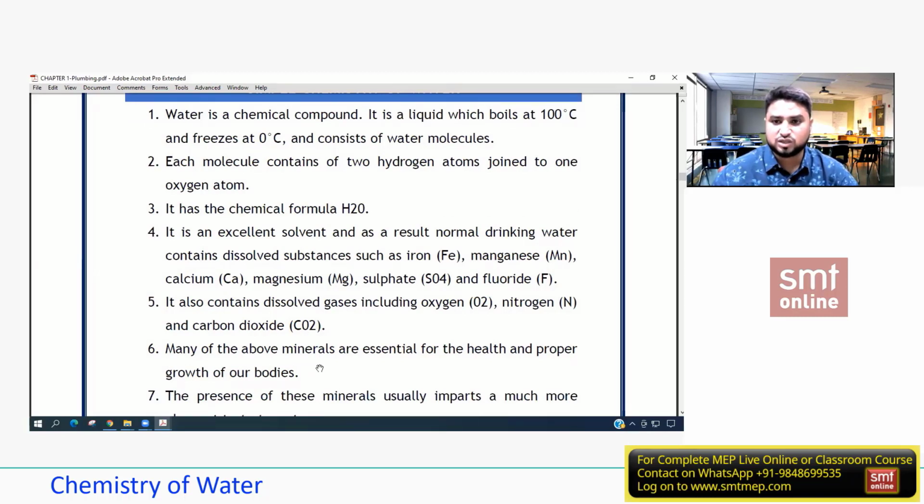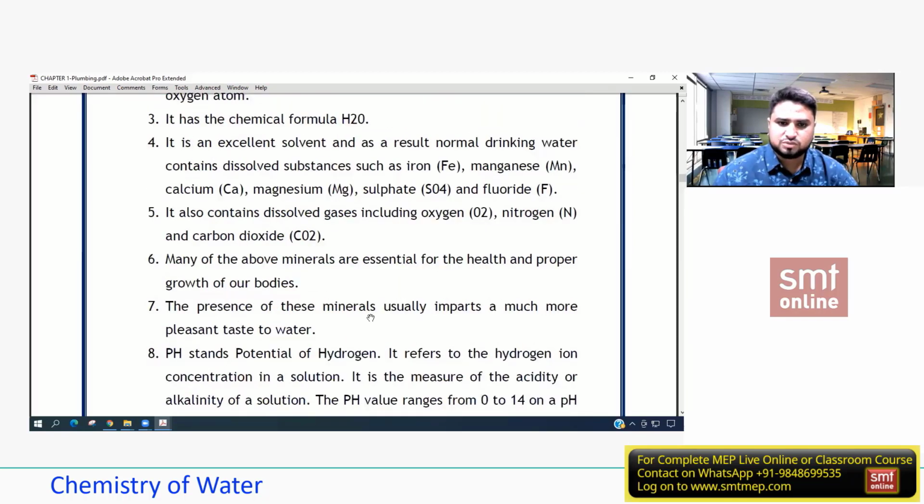So as I just said, these are all very important or essential, you can say, for proper growth, especially for growing kids. And for our body to function in a proper manner, we require all these solvents like these gases and minerals, which are present in the water.